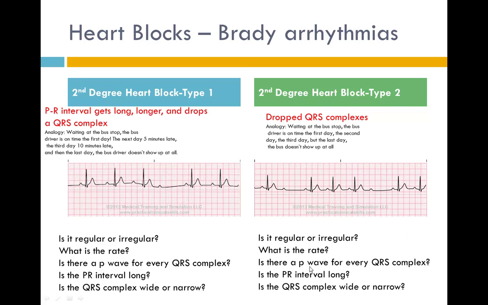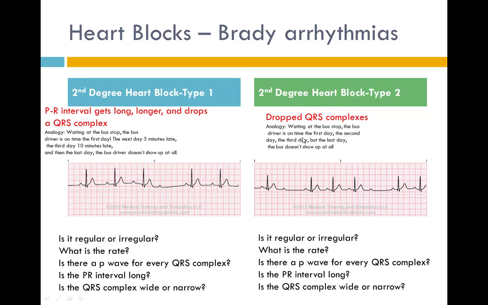And next, is there a P wave for every QRS complex? Well, there's a P wave, this first one, and I do see a QRS complex. The next P wave doesn't have a QRS complex. The next P wave does have a QRS complex. The next one has a QRS complex. The next one, and they all look even. The ones that I see here, the P wave and interval look pretty consistent. But then when we get to this fourth one, there's a dropped QRS complex. So the analogy is, I'm waiting at the bus.